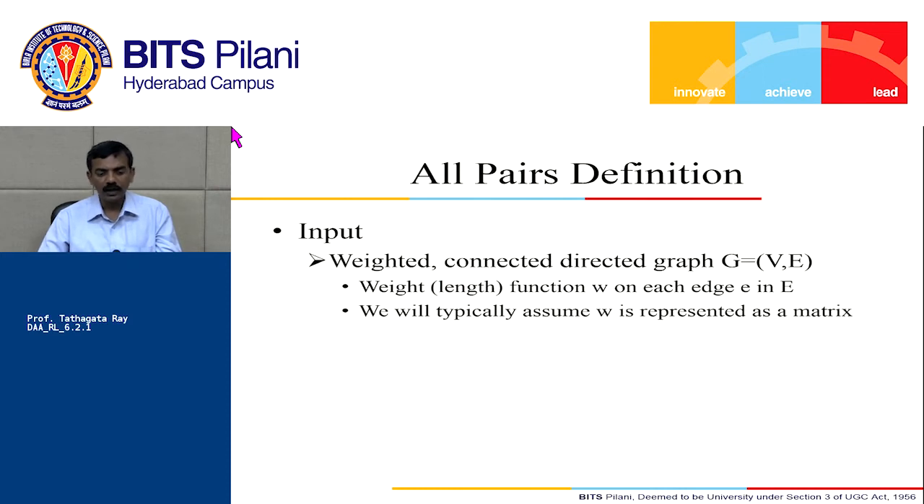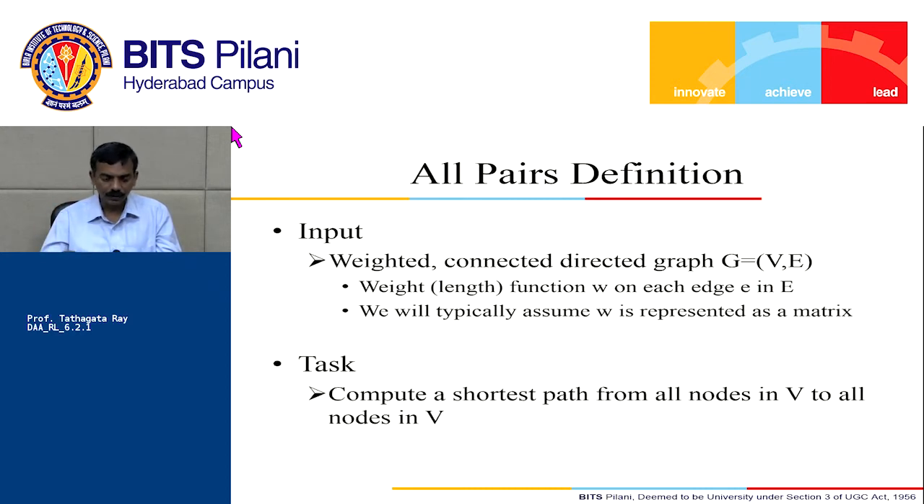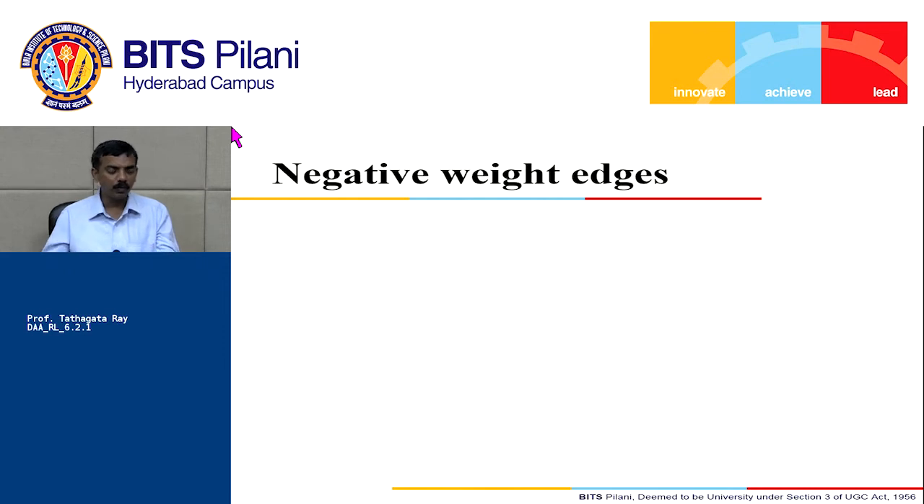The other version of this problem is the all pairs shortest path problem. Again, you are given a weighted connected directed graph, and the weights are given in terms of a function W corresponding to every edge. You can assume that these are represented as a matrix. Your task is to compute the shortest path from all nodes of V to all nodes in V, that is, the shortest path between every pair of nodes. That is called the all pairs shortest path problem. Today we will look into the first problem of finding the shortest path from a given source vertex S.